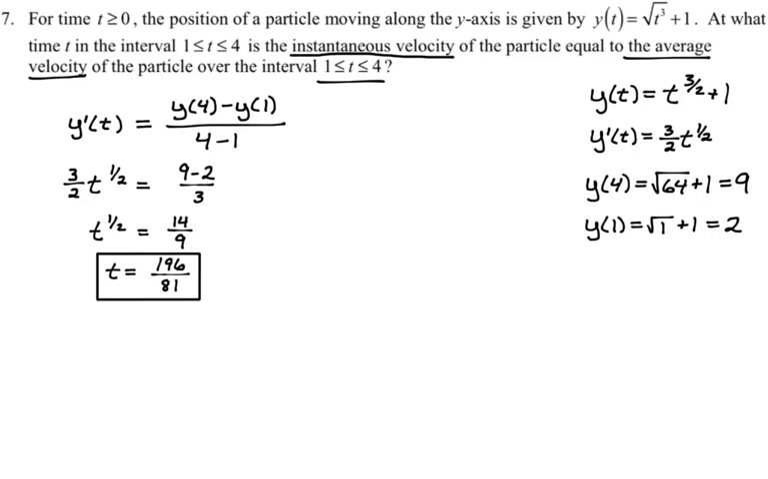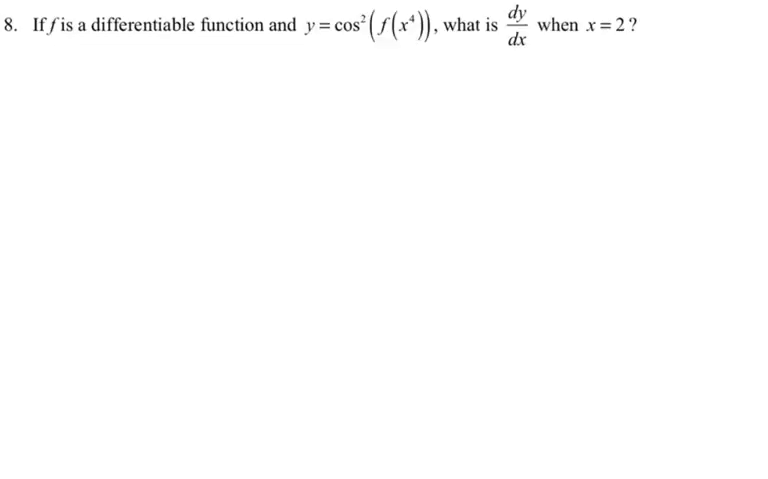All right, let's take a look at number 8. If f is a differentiable function and y equals cosine squared of f of x to the 4th, what is dy dx when x equals 2? I forgot to do that part, you'll see at the end, but we could probably fix that. Okay, so I just got to really focus on finding dy dx.